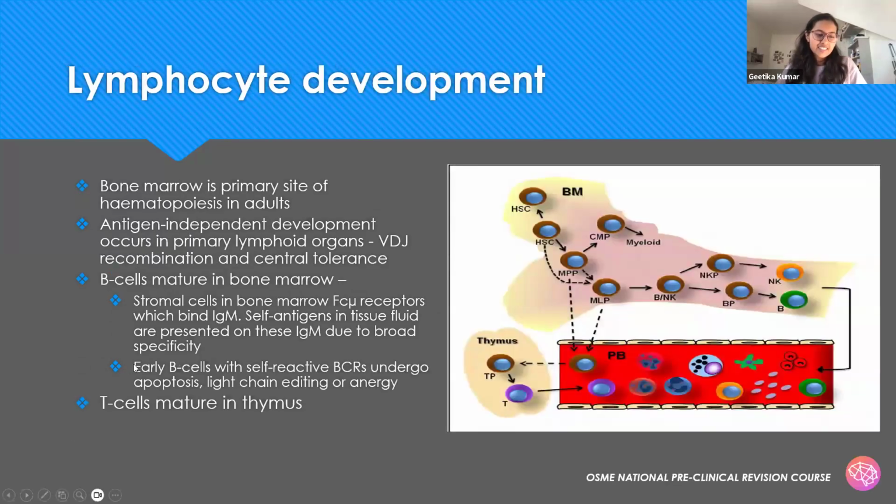If we can go to the next slide. Thanks. Okay. So there are two main primary lymphoid organs in humans. You've got the bone marrow, which is where hematopoiesis occurs. That's basically where you have stem cells that divide and give rise to the different blood cells in the blood. And then the bone marrow is also where B cells mature. And then you've got the thymus, which is where T cells mature.